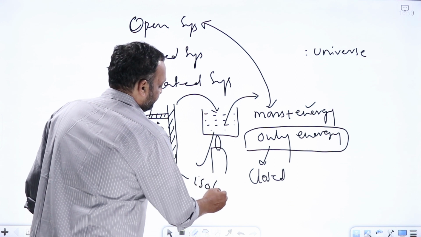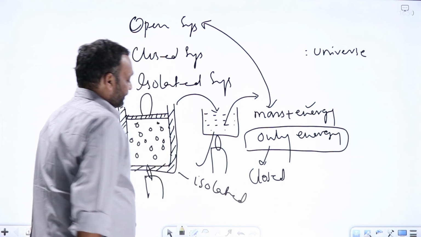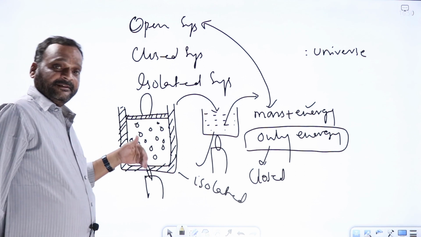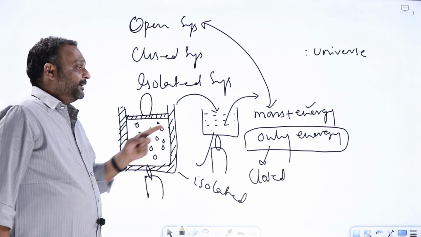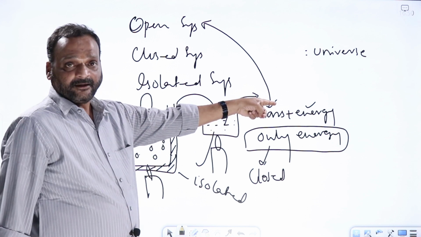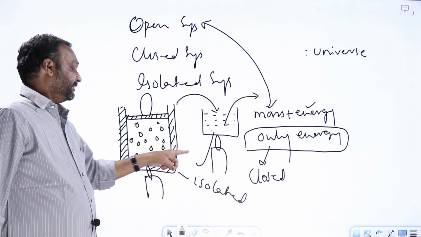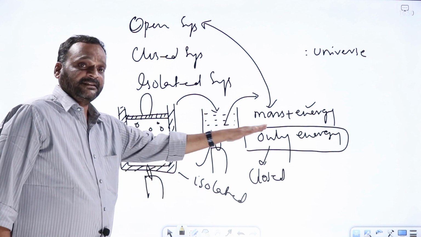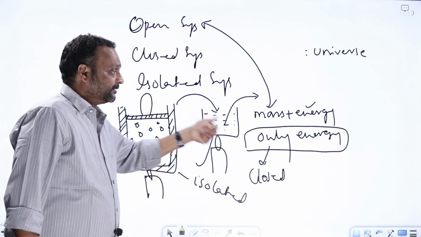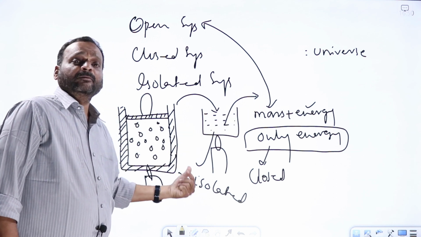system. For an isolated system, you cannot give any mass or take any, increase its mass or decrease its mass. You cannot give any energy or take out any energy. If neither mass nor energy is exchanged with anything, such a system is known as an isolated system. If only energy is exchanged, it is a closed system. If both mass and energy are exchanged, it is an open system.